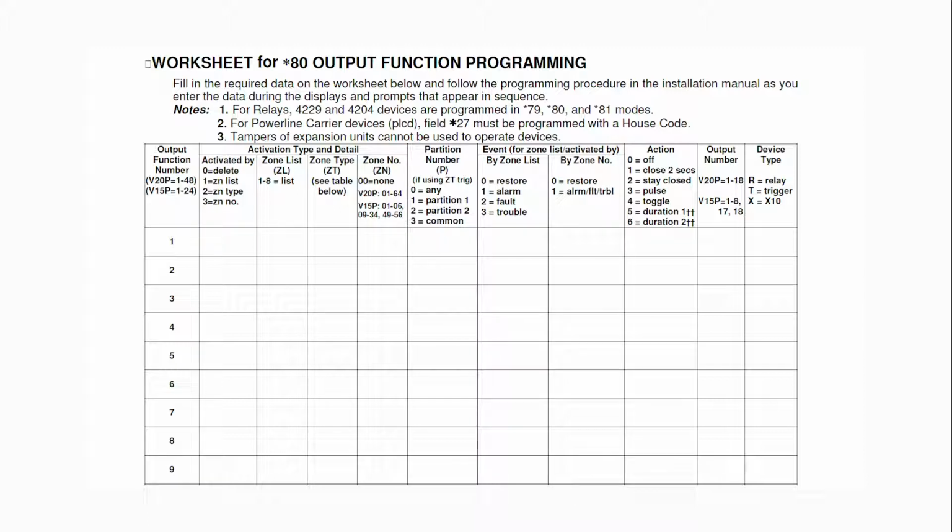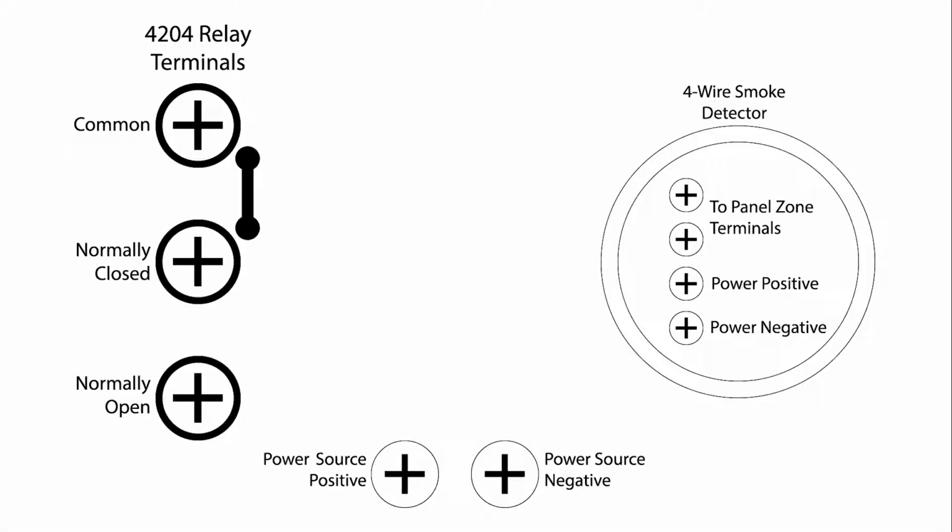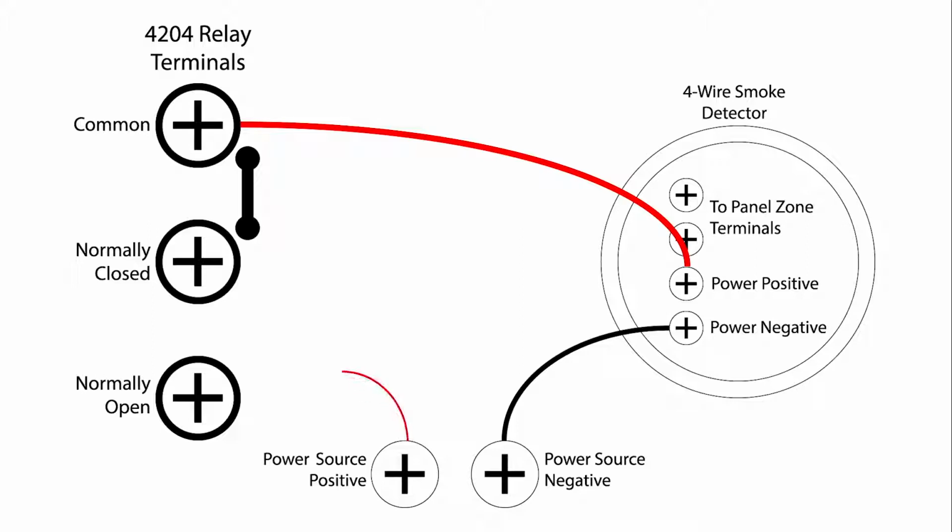Before we finish this video, I want to cover using a relay for smoke reset. This is a common use for relays when you need to drop power to a 4-wire smoke detector so it can reset after an alarm. Let's take a look at the wiring for a smoke reset. You will have 2 terminals on the smoke detector that go to a zone on the panel, and the other 2 terminals are for power. Connect the negative from your smoke to the negative of your power source. Next, connect the positive of your smoke to the common terminal of the relay. Lastly, connect the positive of your power source to the normally closed terminal of your relay. The circuit will be complete and your smoke will have power.